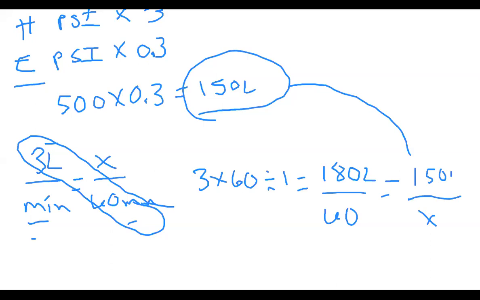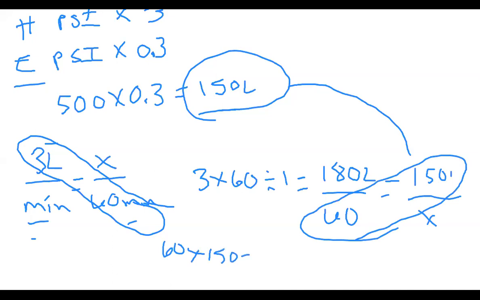Again, cross multiplication and divide. In this case, it's going to be 60 times 150 divided by 180. And that is going to equal 50. This is 50 minutes. Let's do another one.